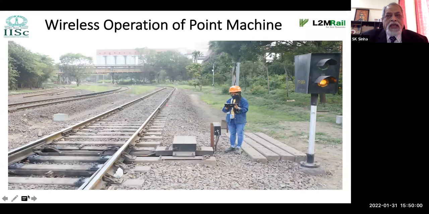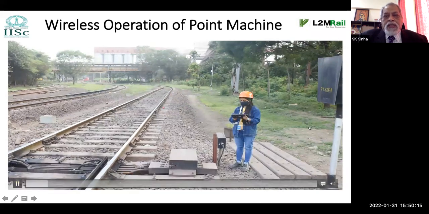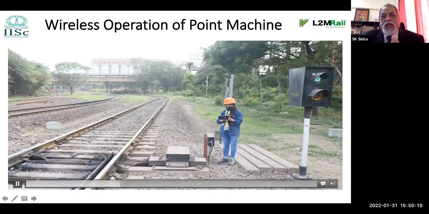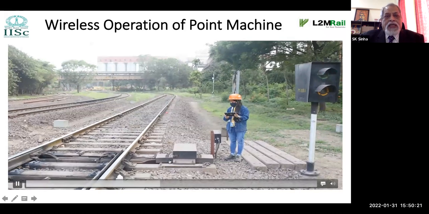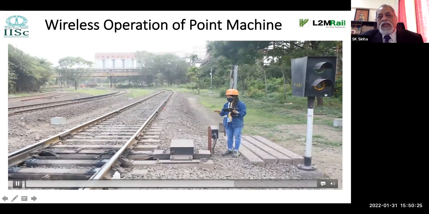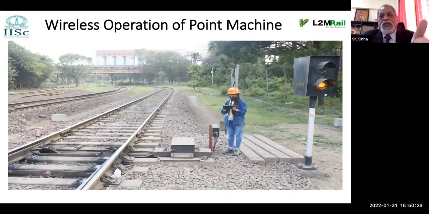I will do it once again. Now you see this is indicating that the point is in the reverse direction. That means the train will take a deviation. Train coming from here will deviate. Now to change that, if I operate it once again, you see originally it was in green, which means the train will go straight. Now he has operated it, the point has moved, and the signal will change to tell the driver that the point is now in reverse. So he can take the direction.